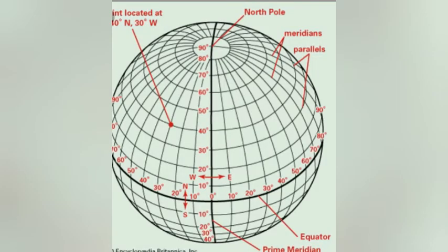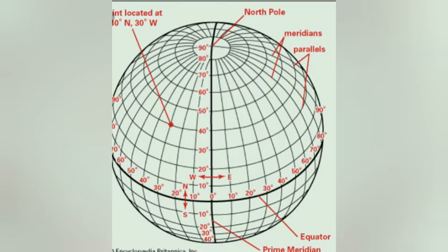Other lines of latitude are of shorter length. They are shorter than the equator. The length of the line decreases with the distance from the equator. All the latitudes are circles and parallel to the equator. You can observe on the screen clearly.